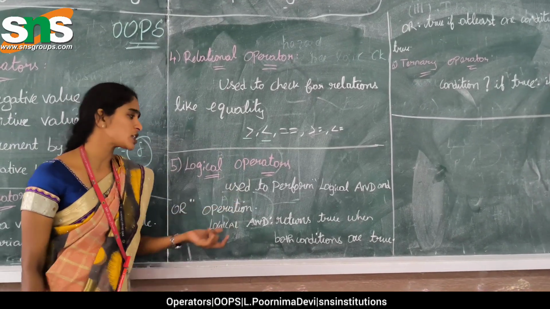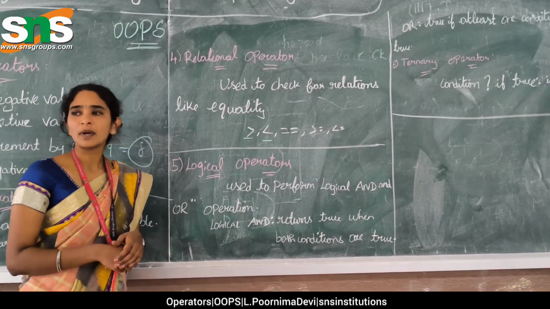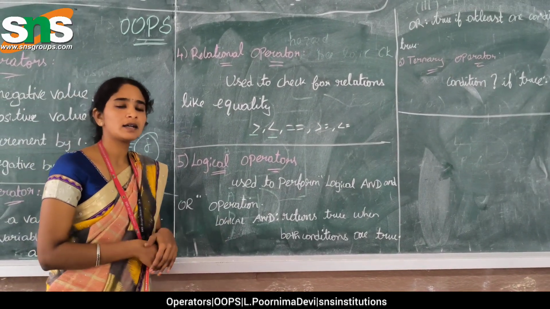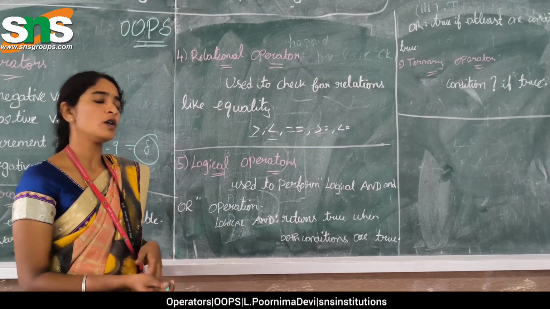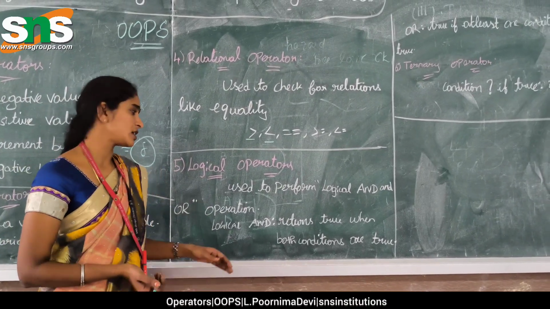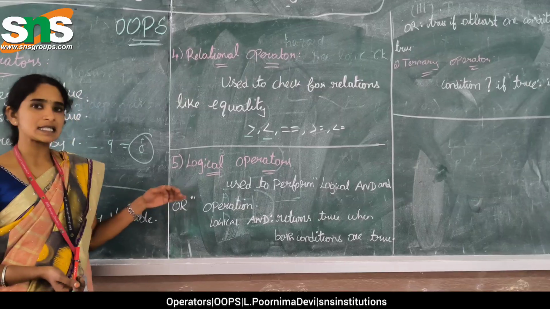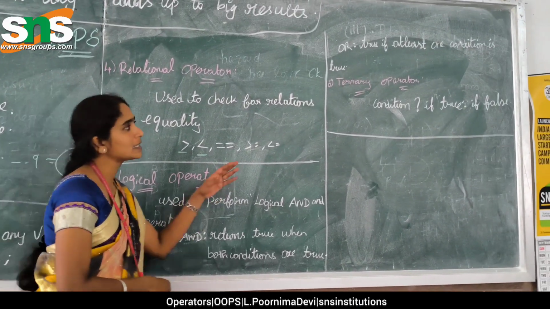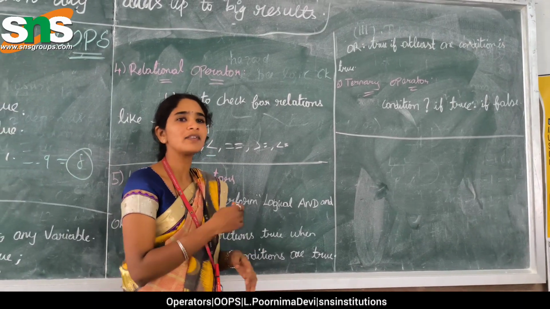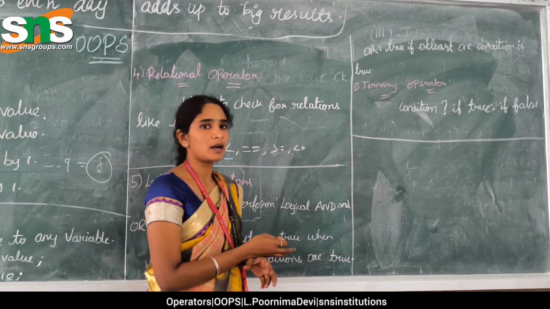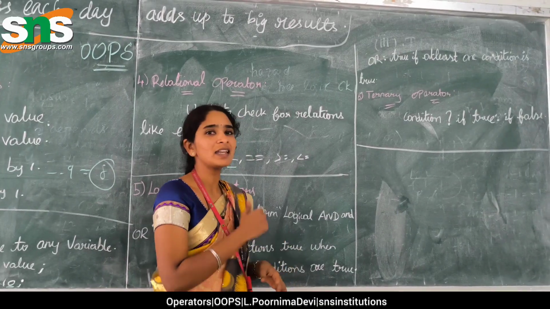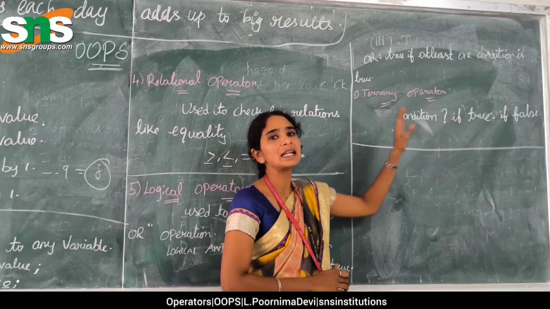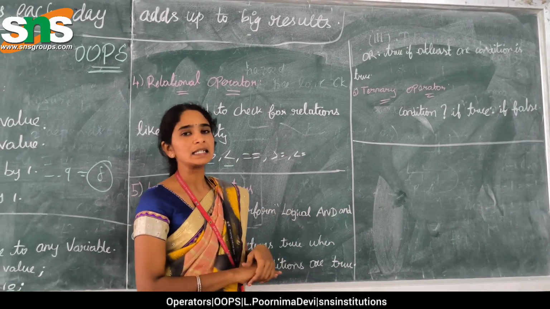The next one is the logical operators. In logical operators, we perform logical operations. If the statements are true, the value will be true. We perform either an AND operation or an OR operation. So these are the logical operators. The next one is the ternary operator. In the ternary operator, we give a condition for the program. If it is true, the value is evaluated as the true statement, otherwise it is declared as the false statement. So this is the ternary operator.